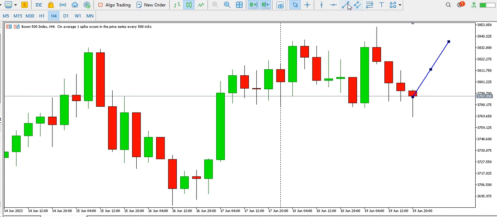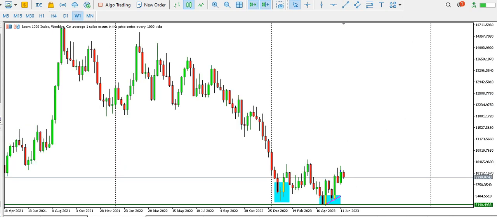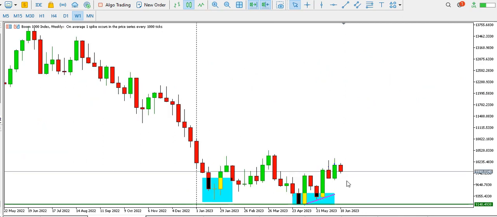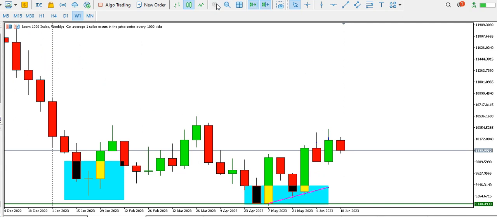As soon as price gets to the top, we might see price dropping on the 4-hour time frame for the range to continue. Taking a look at Boom 1000 index on the weekly time frame, price is ranging.